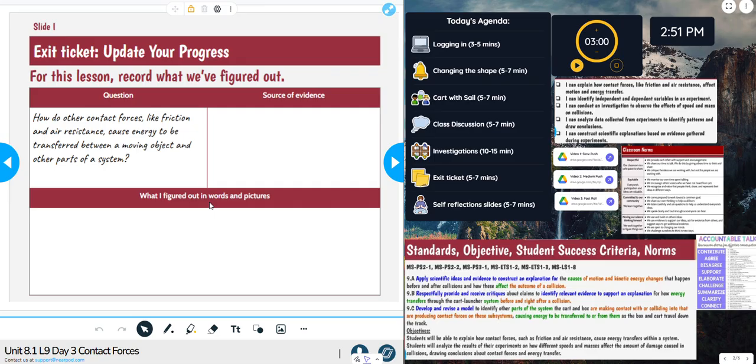If you would like to use words, or if you'd like to use pictures, you can also draw. For instance, the cart and the box launcher model we had earlier. You can also add in any new drawings to represent anything like the force of friction or air resistance and where that energy is going.